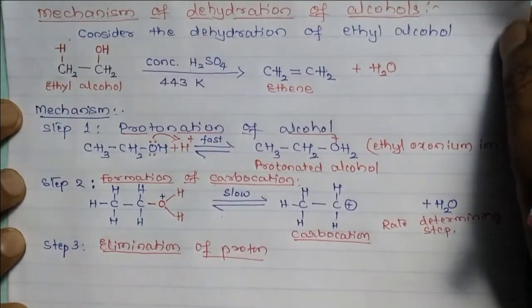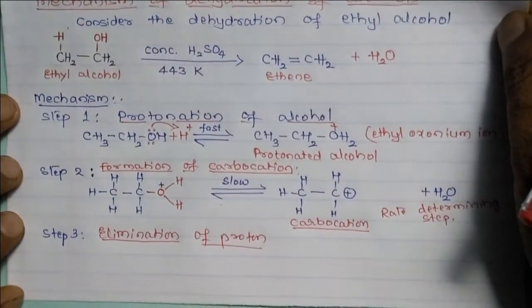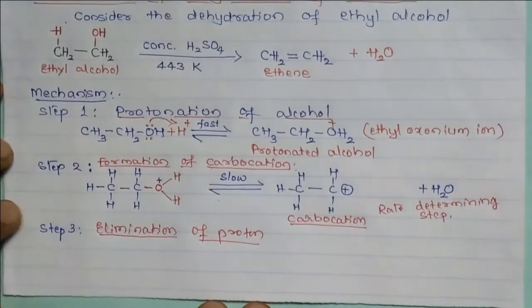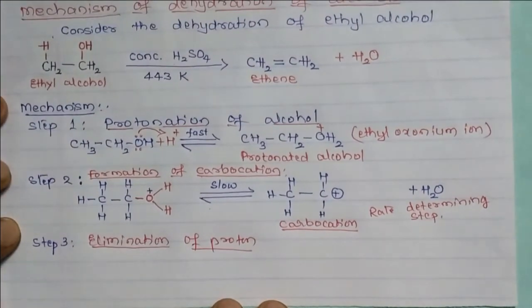Then step 2, formation of carbocation. Ethyl oxonium ion formed loses a stable molecule of water to form a carbocation. Then in the third step, elimination of proton. The carbocation formed loses a proton to form the final product ethene.